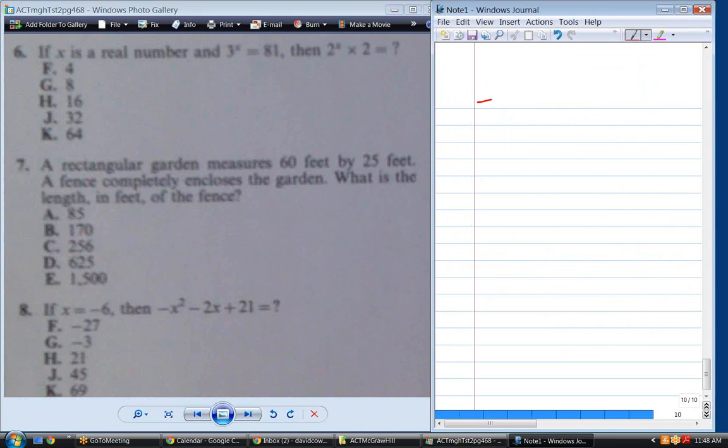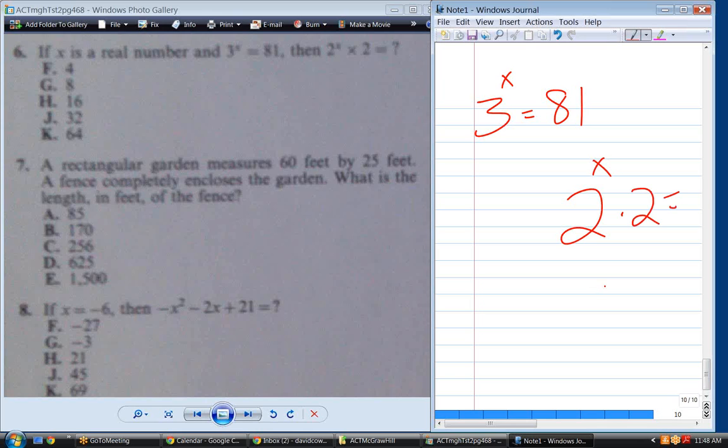Okay, I'll write this one because it's so blurry. They're telling us that 3 to the x power is equal to 81. They don't want to know what x is. They want to know what 2 to the x times 2 is equal to. So what's the first thing we want to solve for?